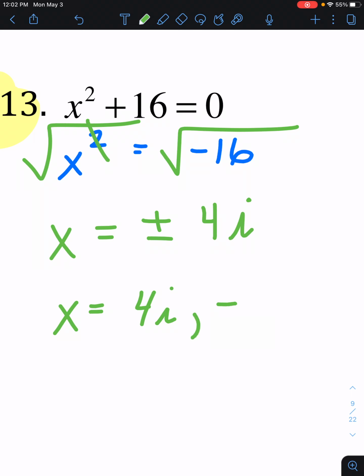So my 2 answers are 4i and negative 4i. So, as I said way back in the beginning of today's lesson, sometimes we won't get real answers. In this case, we have 2 imaginary solutions. What would this look like if we were to graph it? It would just be a parabola that would never cross the x-axis.